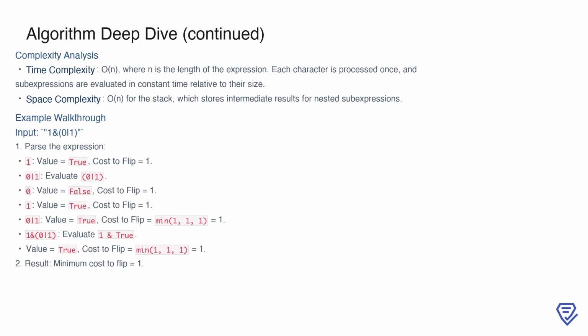The algorithm's efficiency can be understood through its complexity analysis. The time complexity is O(n), where n is the length of the expression, as each character is processed exactly once.